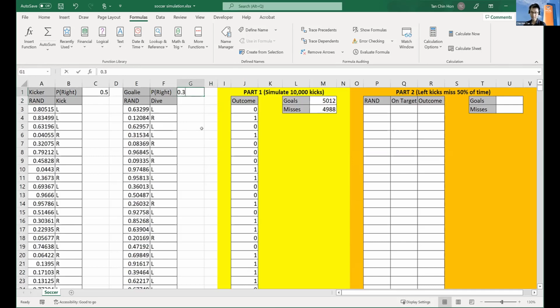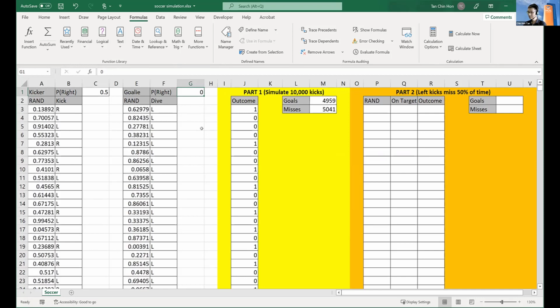Let's go to the extreme. Let's say the goalie is always going to dive left. So I put the probability of diving right to be 0, so that the goalie is always going to dive left. What is going to happen over here? You realize that the chances of actually scoring a goal is going to be 50% as well.